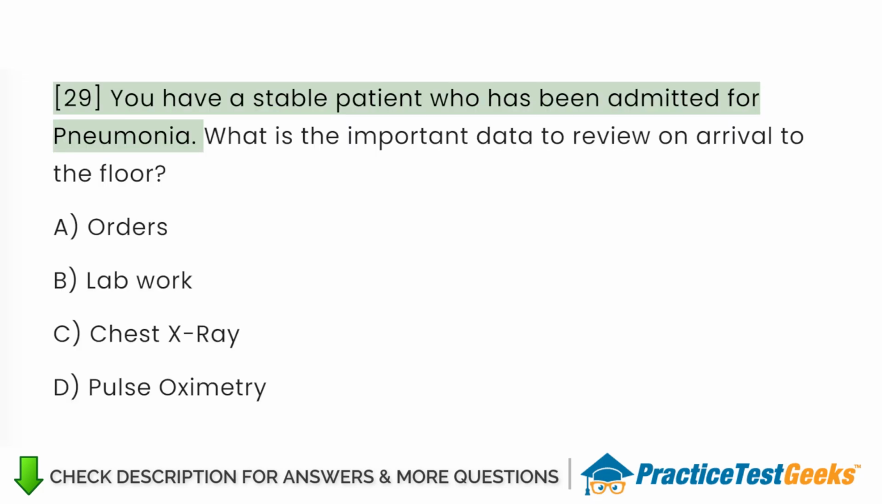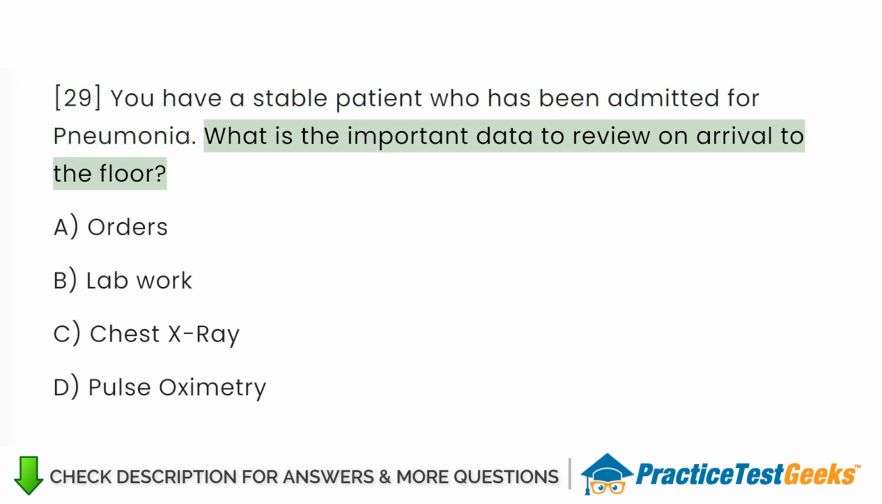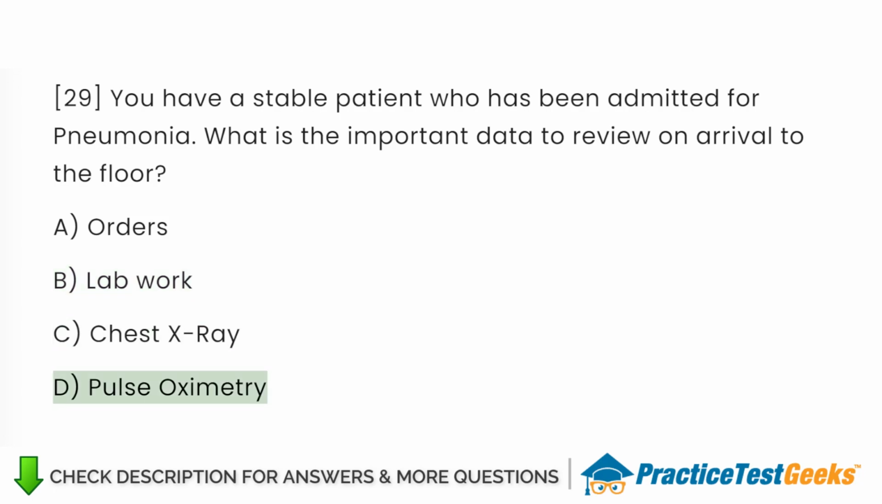You have a stable patient who has been admitted for pneumonia. What is the important data to review on arrival to the floor? A. Orders. B. Lab work. C. Chest X-ray. D. Pulse oximetry.